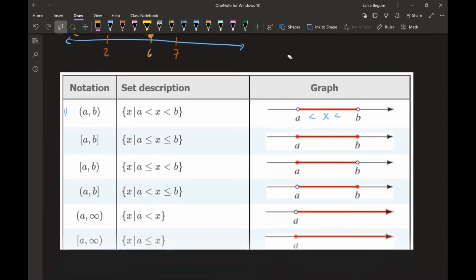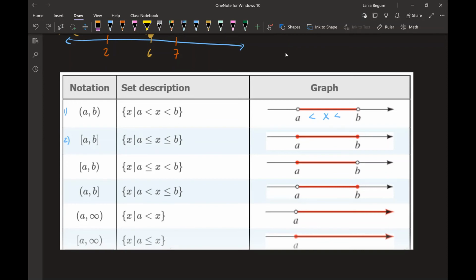Now, for the second one is when both endpoints are included. Again, you're looking at 2 real numbers as the endpoint, and both of them are included. So you close in those circles at the endpoint. So now X lies between A and B, where A is included, B is included. So you would write less than or equal to symbol like that.